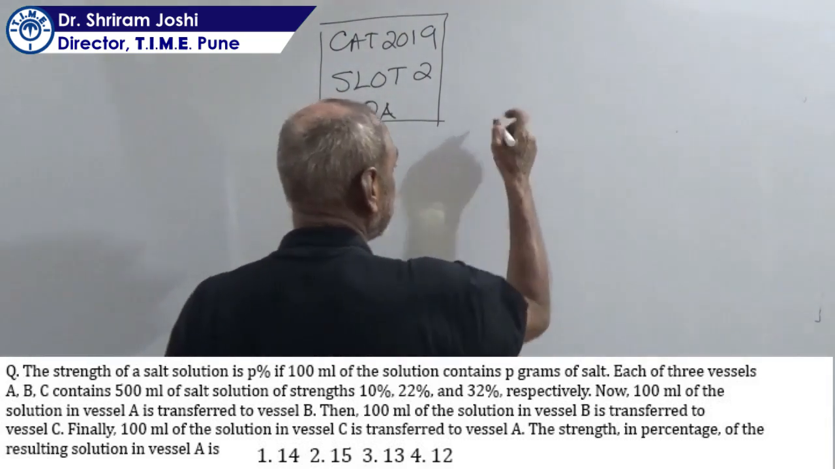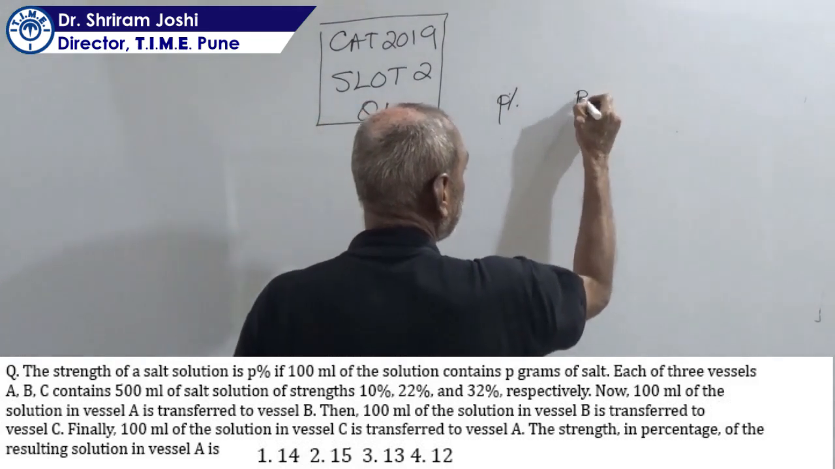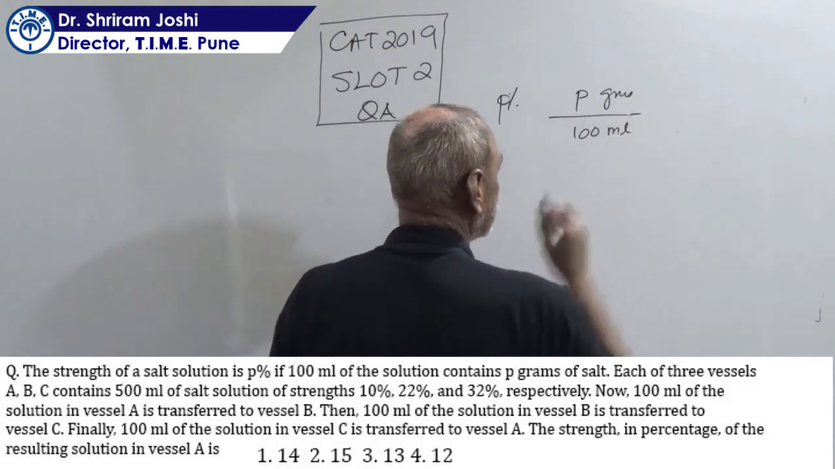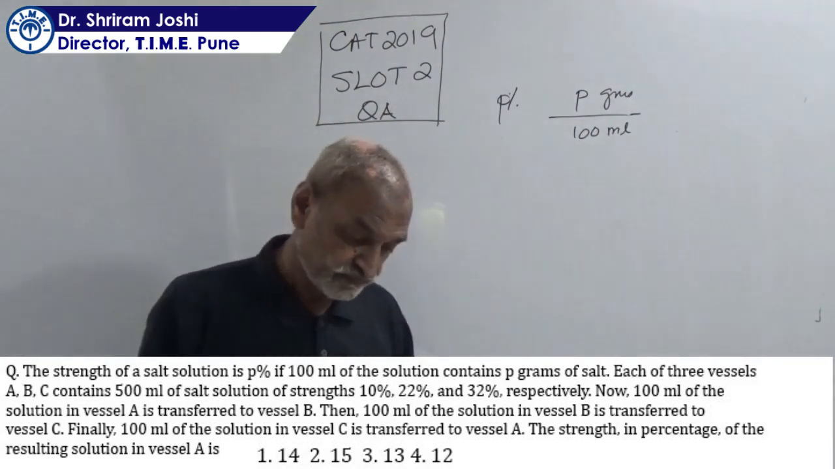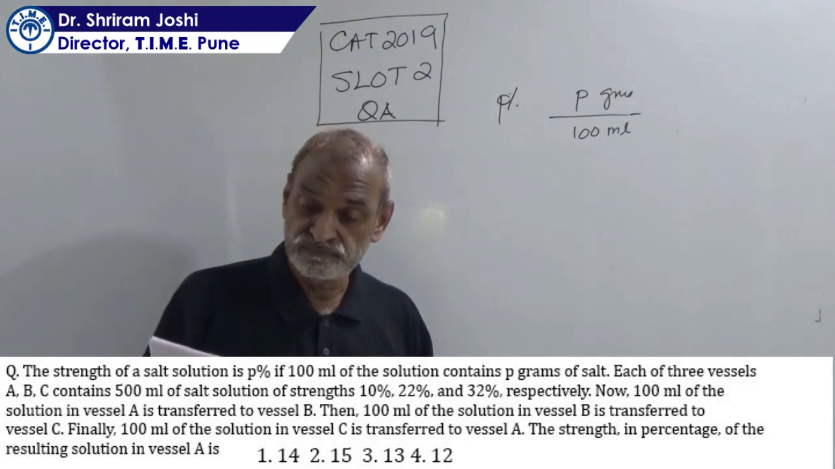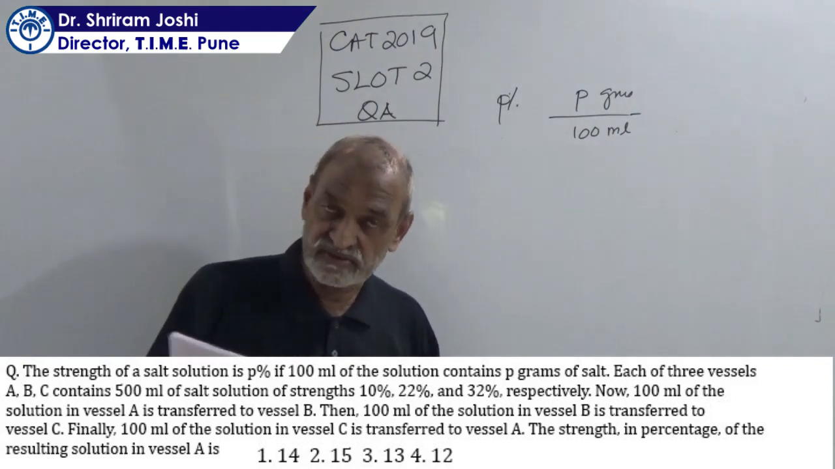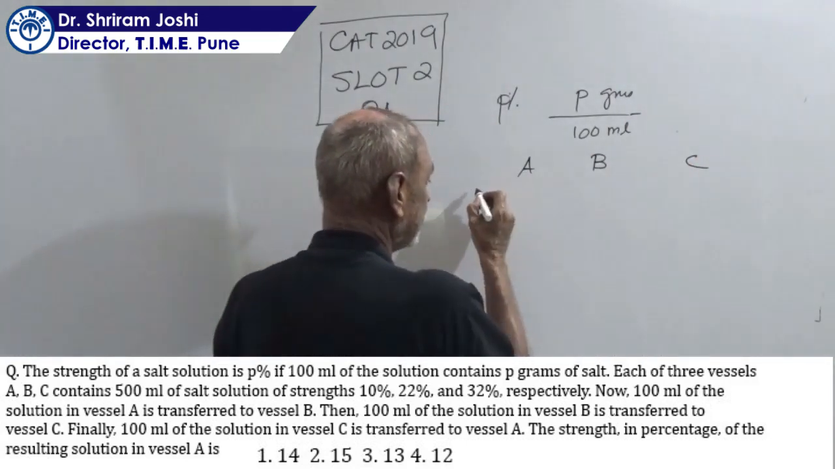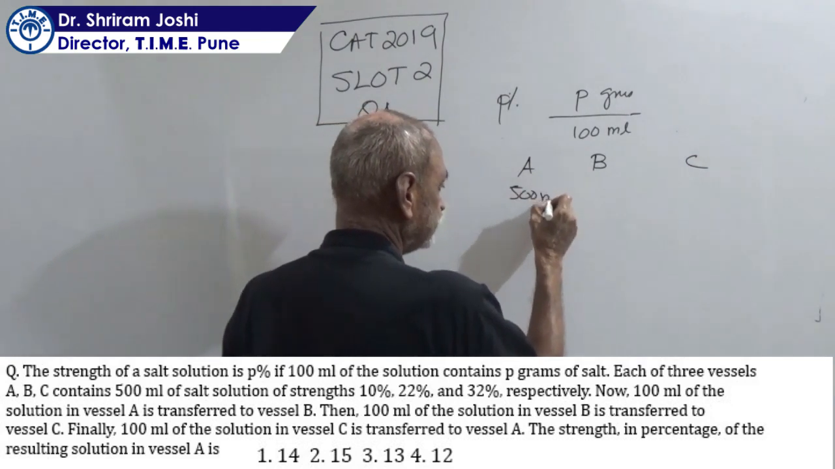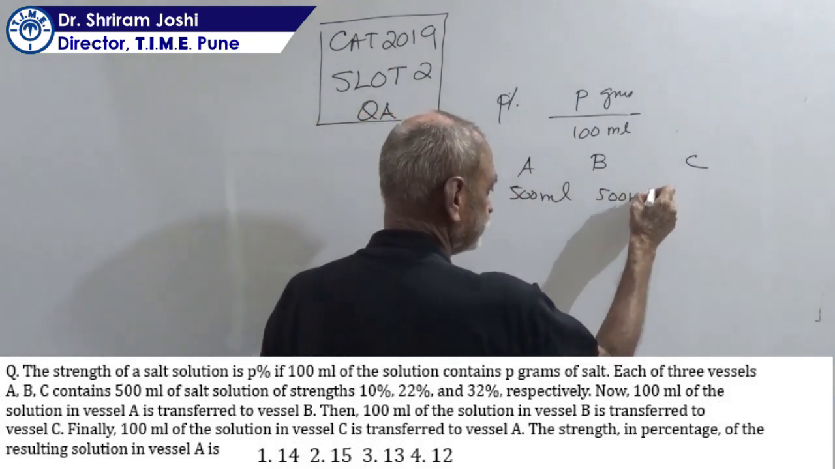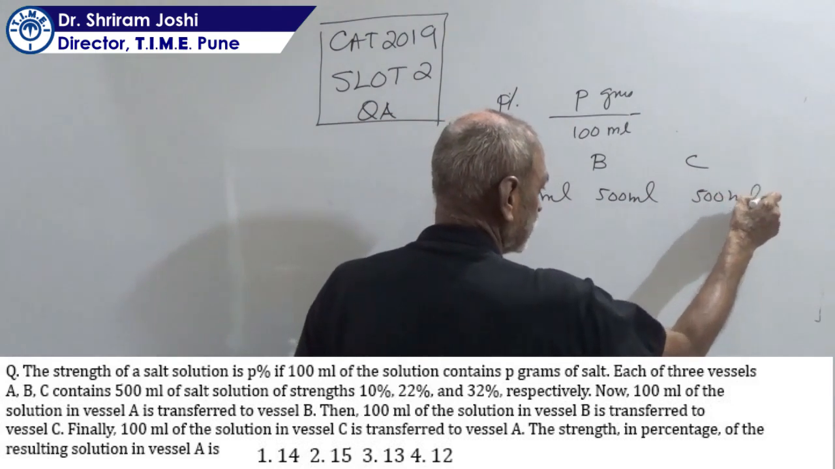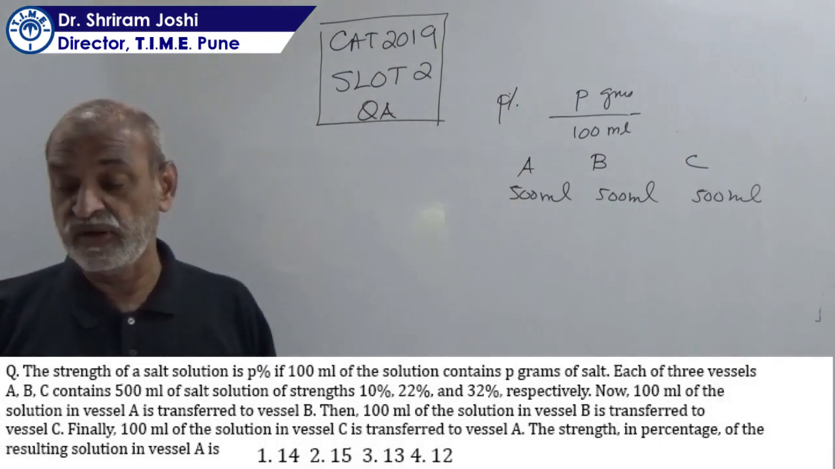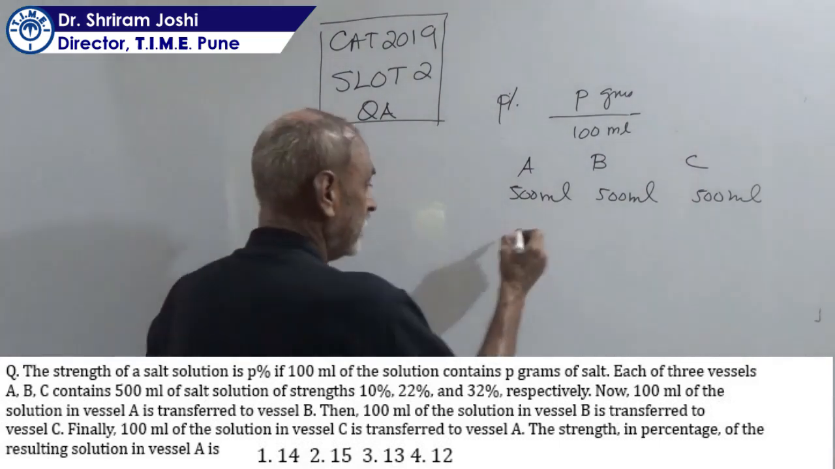P percent means P grams of salt for 100 ml of the solution. That is what they have given us. A, B, C are three vessels. They all contain 500 ml of solution, all have the same volume, 500 ml. And the concentrations are 10%, 22% and 32%.